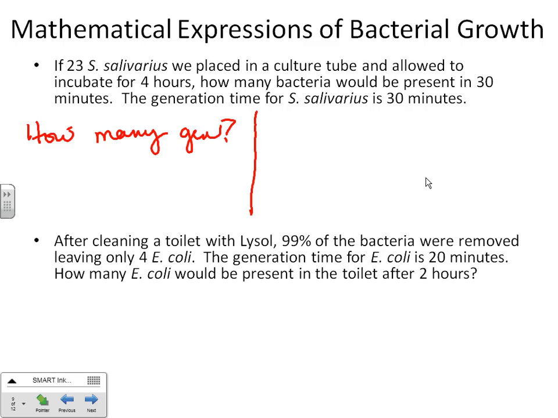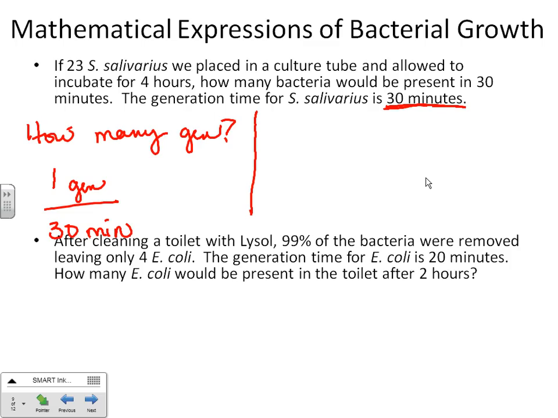So how many generations do we have? So I'm going to use what information do I have in the problem? The generation time is 30 minutes. So what does that tell me? That tells me that I have 1 generation go through every 30 minutes. So everybody understands that, right? That means in 30 minutes, every 1 bacteria is going to do what? Split and become 2. Okay?